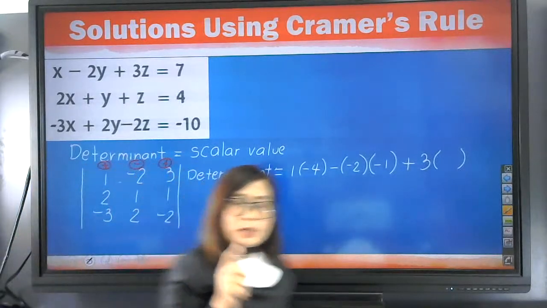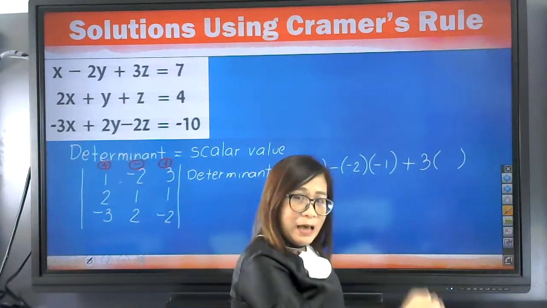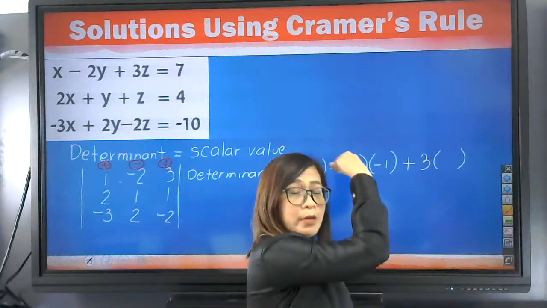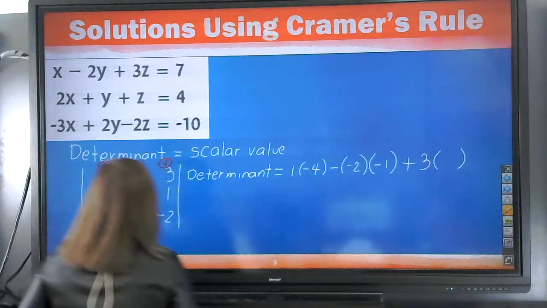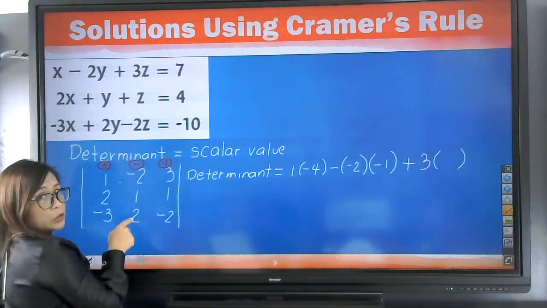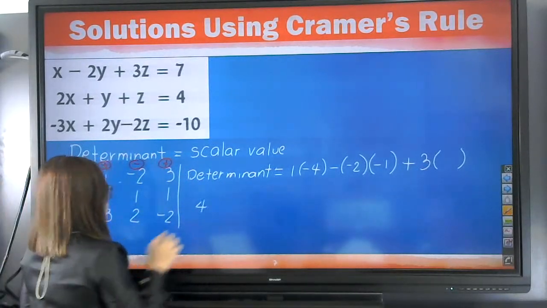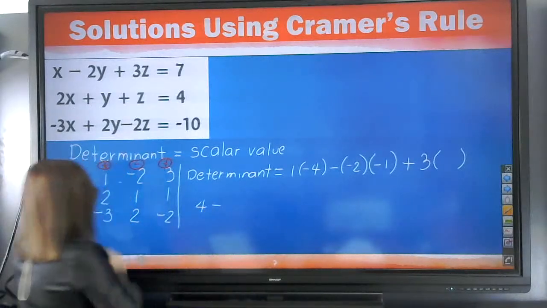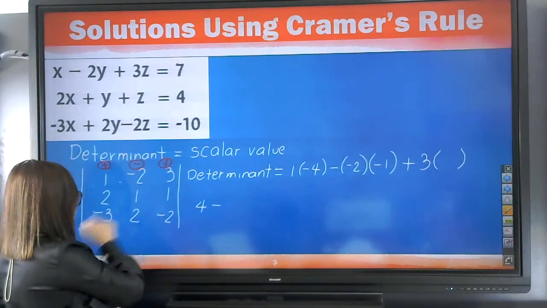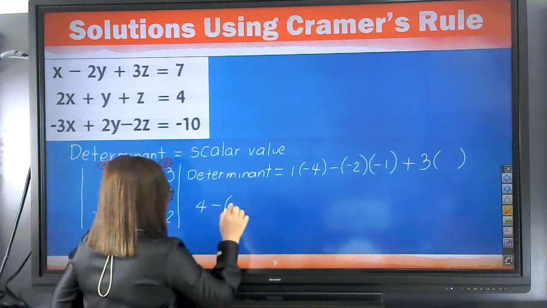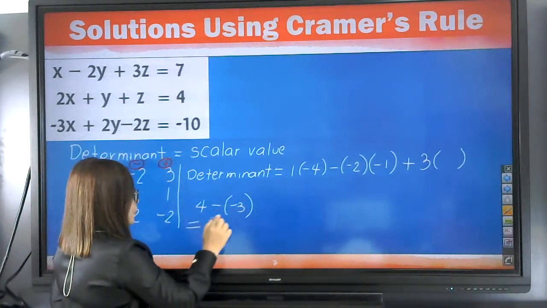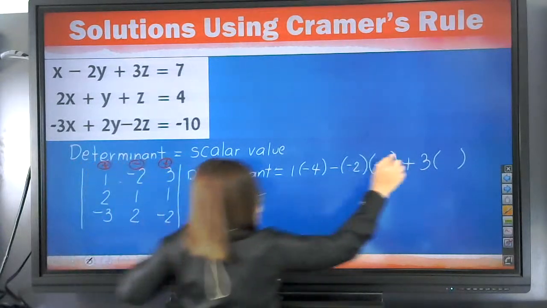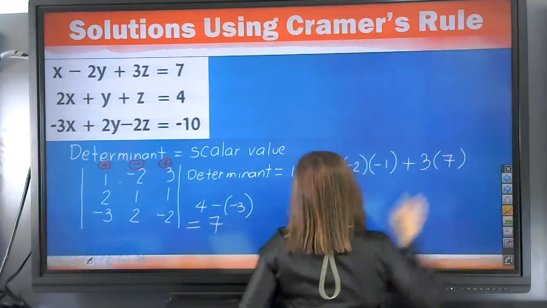So what is the rule? Arrow down, product of arrow down, minus product of arrow up. So what is this now? 2 times 2, answer 4. Minus product of arrow up: negative 3 times 1 is negative 3. So the answer is 4 minus negative 3. The answer is 7. So the answer here is 7.